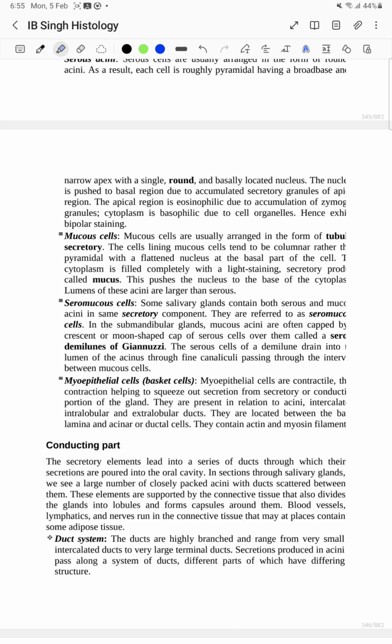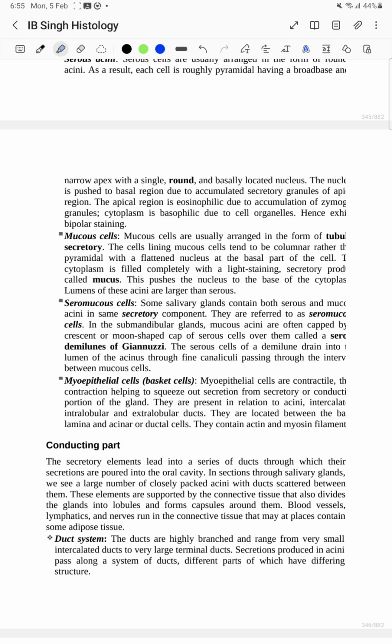Seromucous cells. Some salivary glands contain both serous and mucous acini in the same secretory component. They are referred to as seromucous cells. In the submandibular glands, mucous acini are often capped by a crescent or moon-shaped cap of serous cells over them called serous demilunes of Giannuzzi. The serous cells of a demilune drain into the lumen of acinus through fine canaliculi, passing through the interval between mucous cells.